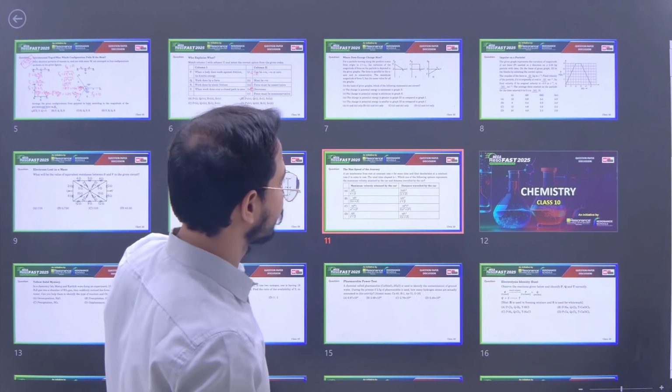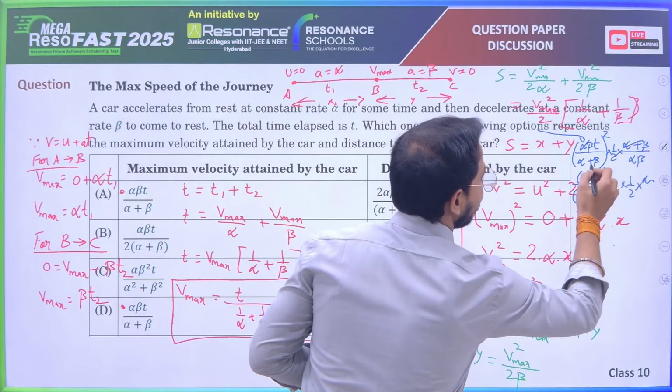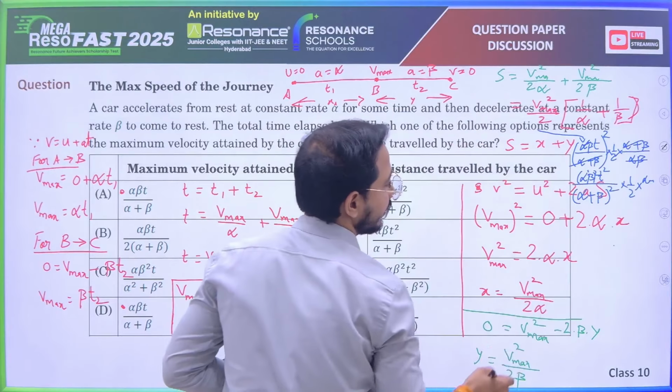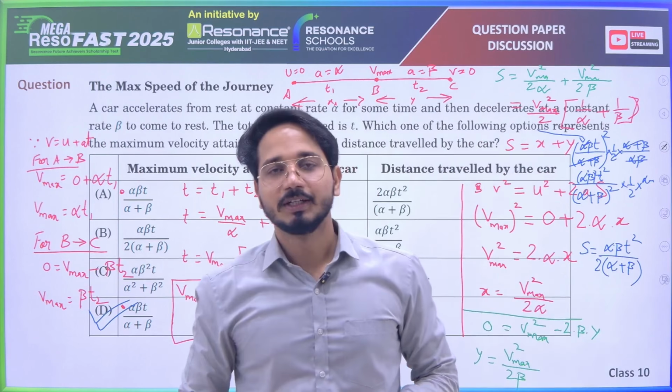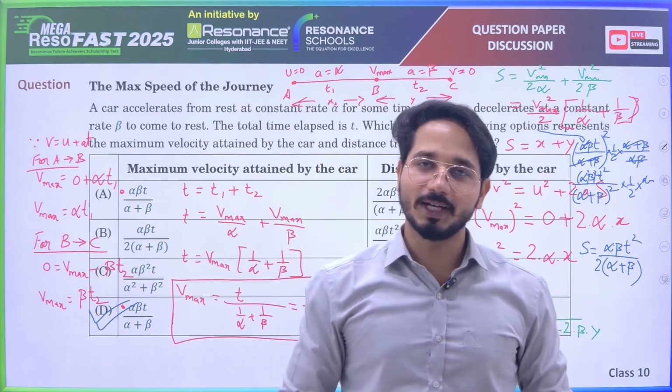Okay, fine. So this and this will be cancelled out from here. So finally we are having S is equal to alpha into beta t square upon alpha plus beta, 2 into alpha plus beta. So which one is alpha beta t square upon? Okay, option D. Option D will be the correct answer for this question, right? And that's all from my side.